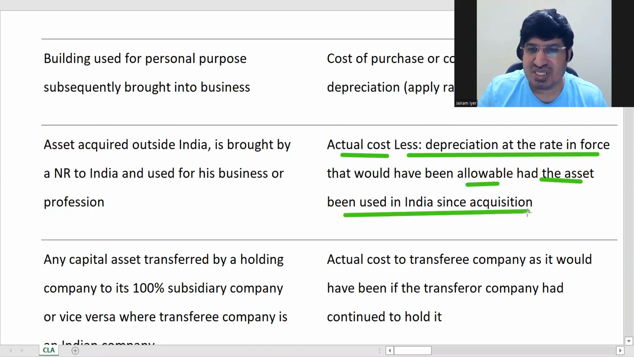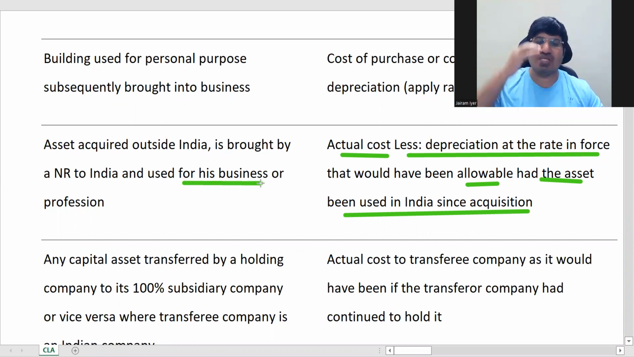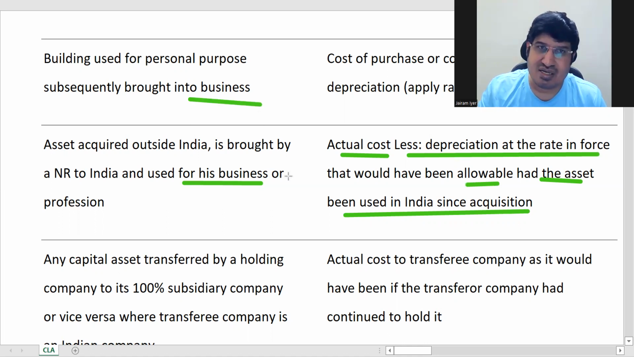So basically what rate you will be using is the current rate. Today he has brought it into his business, correct? If he has brought it into his business during previous year 21-22, take the depreciation rate of that year, same as this. You have to take the depreciation rate of that year when the asset has been converted into business use. And take actual cost less depreciation.